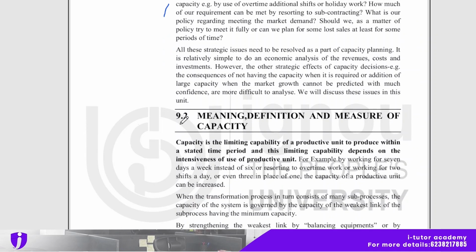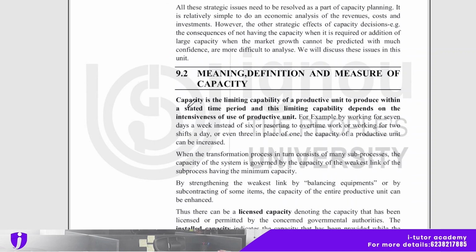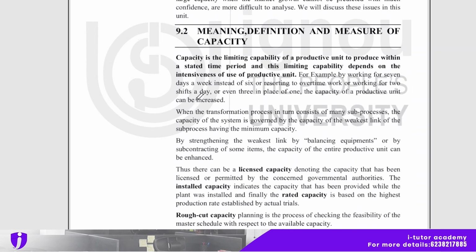First of all, meaning, definition and measurement of capacity. What is the meaning of capacity? Capacity is the limiting capability of a productive unit to produce within a stated time period, and this limiting capacity or capability depends on the intensity of use of the productive unit. So that is the meaning of capacity.